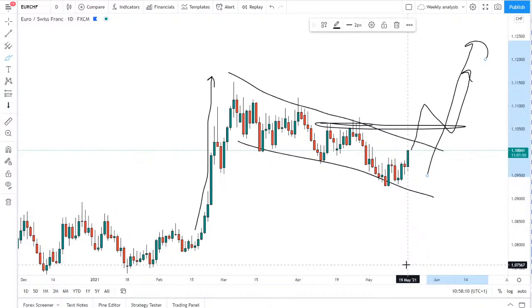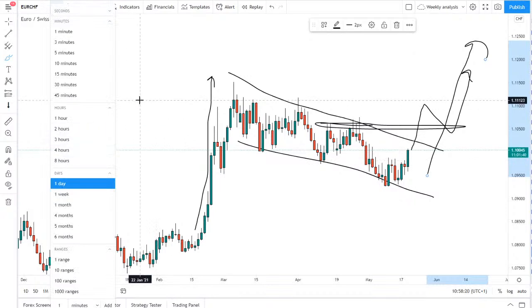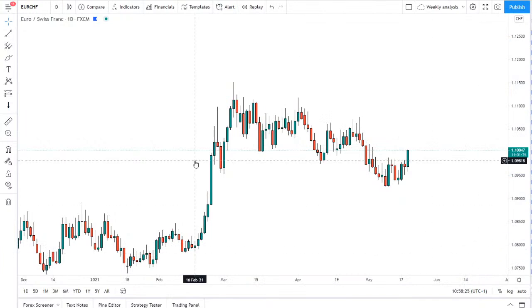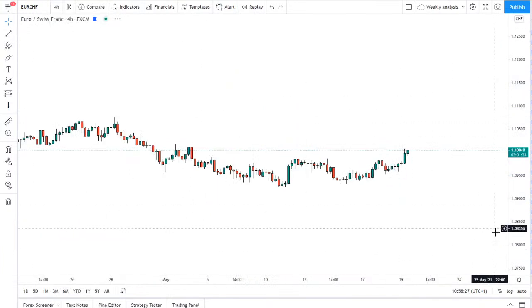And of course, if this pattern does play out, you could be seeing a really big push to the upside for EuroCHF, and a really nice bullish trend, which again, taking that into the lower time frames, could be nice areas to look to buy the pullbacks and just ride the continuation. So yeah, EuroCHF looking bullish here.